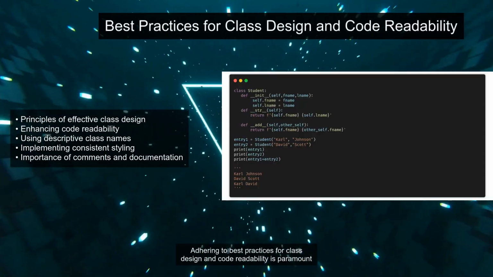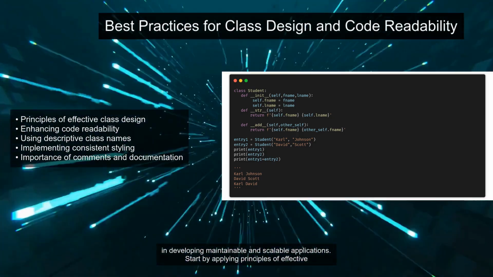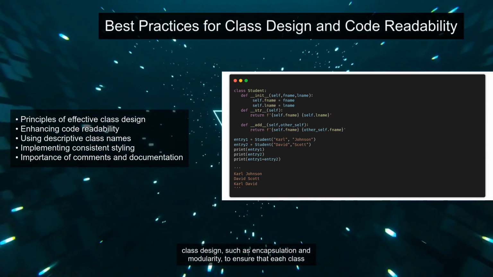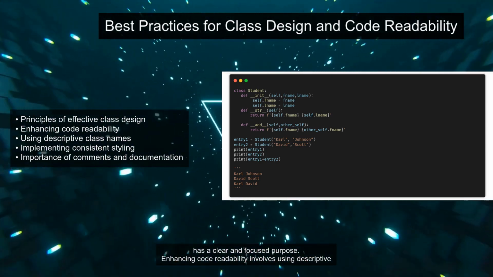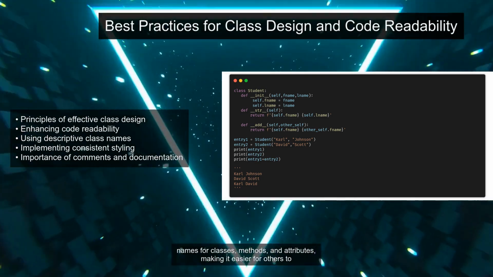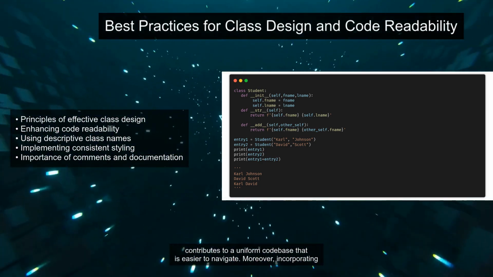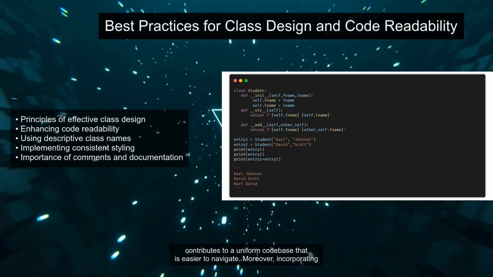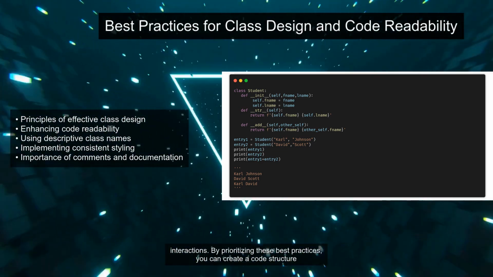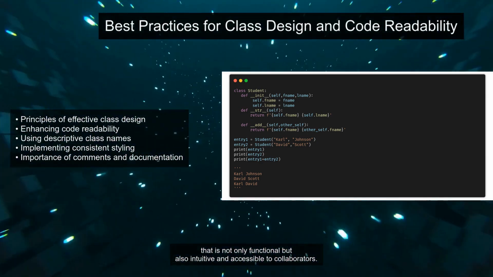Adhering to best practices for class design and code readability is paramount in developing maintainable and scalable applications. Start by applying principles of effective class design, such as encapsulation and modularity, to ensure that each class has a clear and focused purpose. Enhancing code readability involves using descriptive names for classes, methods, and attributes, making it easier for others to understand the code's intent. Consistent styling, such as following PEP 8 guidelines, contributes to a uniform codebase that is easier to navigate. Moreover, incorporating comments and comprehensive documentation is vital for explaining complex logic and class interactions. By prioritizing these best practices, you can create a code structure that is not only functional but also intuitive and accessible to collaborators.